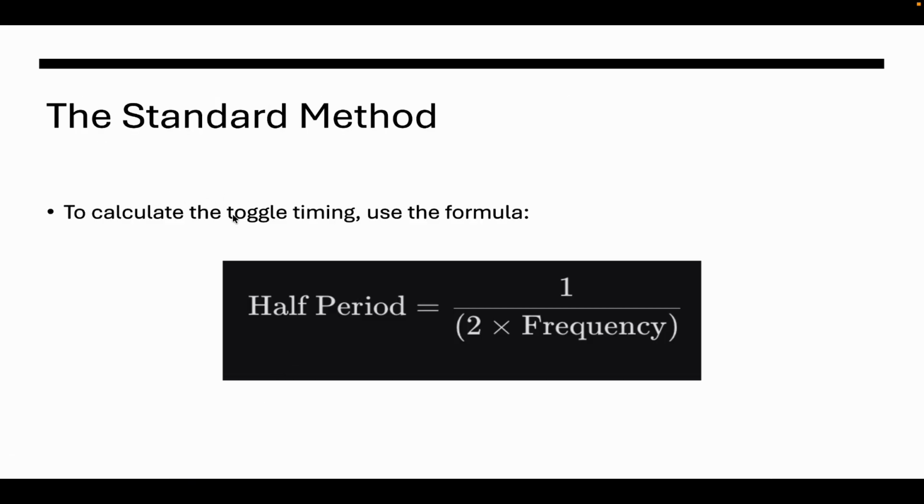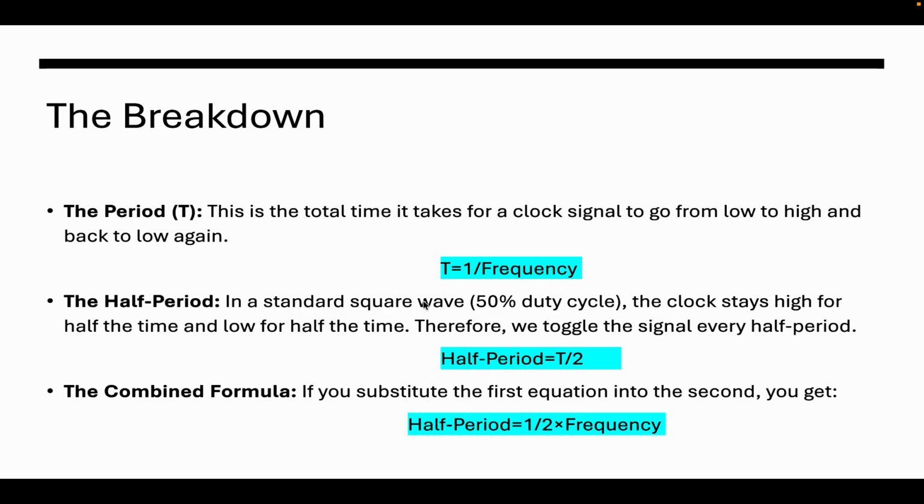So this is the standard method used to calculate the half period of the clock. It is 1 by 2 times the frequency. We'll understand how this formula has come. First we have the period. This is the total time it takes for a clock signal to go from low to high and back to low again. That means we're talking about a full clock cycle.